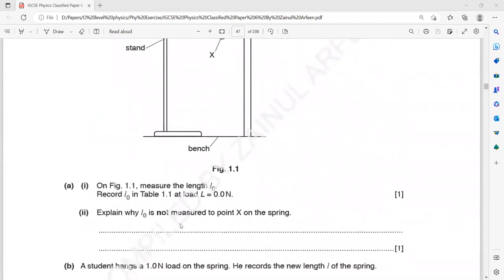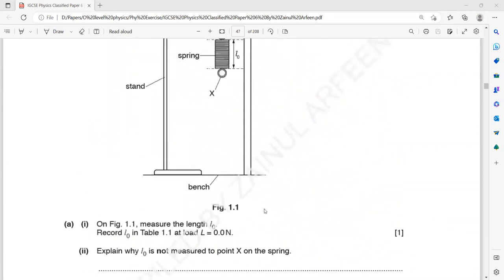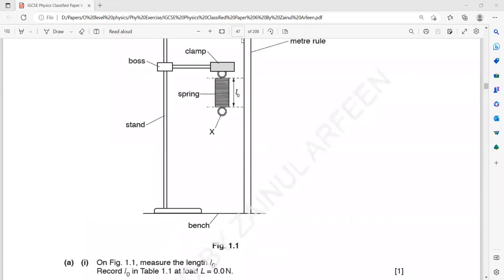Then explain why L0 is not measured to point X in the spring. Like why we did not measure till point X. We just measure the length of the coil. Why we ignore X? Because it doesn't extend. Yeah, because what will happen? It won't change the length even when extension is there. It will not change its length. It will remain fixed.